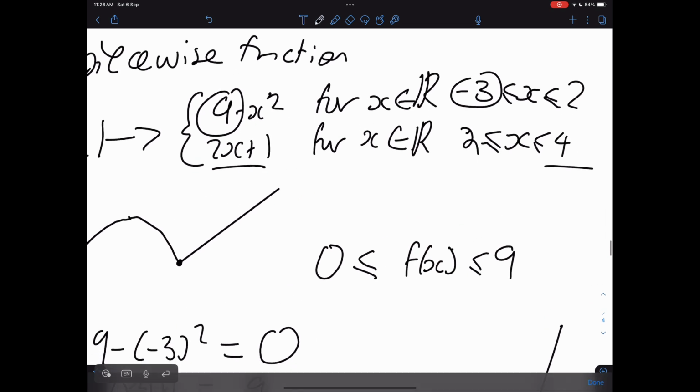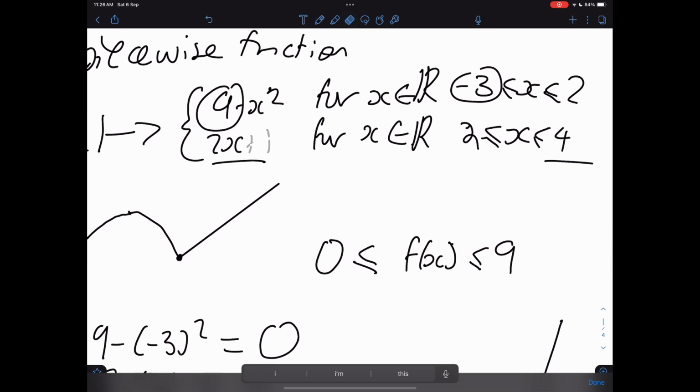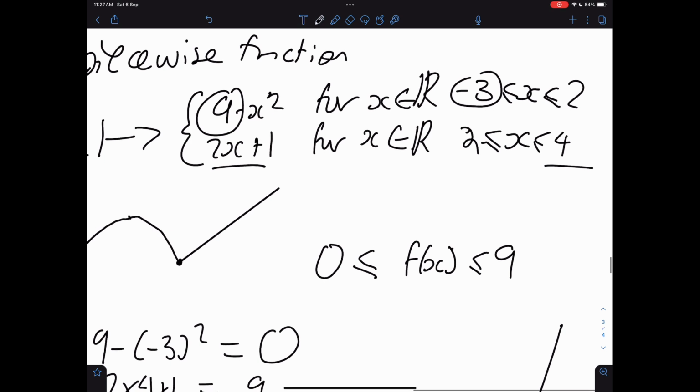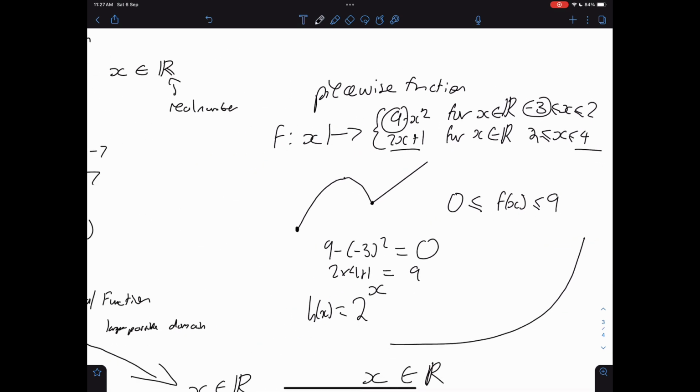And sometimes, if I change this to 2x, suddenly this no longer is a function, because at x equals 2, we could have 9 minus 2 squared, which is 5, or 2 times 2, which is 4. So that would make it not a function. There are some tricks they can still pull with piecewise functions. But they're very easy because you just handle each part one bit at a time, but just so you have an awareness of it and you're not weirded out when you first see it.